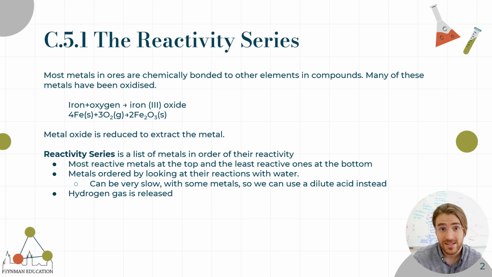So what is a reactivity series? It's going to be a list of the reactivity of metals, or a group of metals. Most reactive metals are going to be at the top and the least are going to be at the bottom. What this means is the metals are going to be ordered by looking at their reactions with water. The more reactive it is, the faster it's going to react with water. Sometimes some of these metals can be so unreactive that water will take too long, so what we have to do is instead react it with a dilute acid. And hydrogen gas is going to be released during this as the water molecules are split up, and the oxygen goes to your metal while hydrogen is given off.